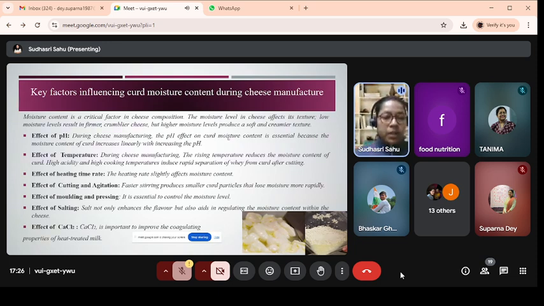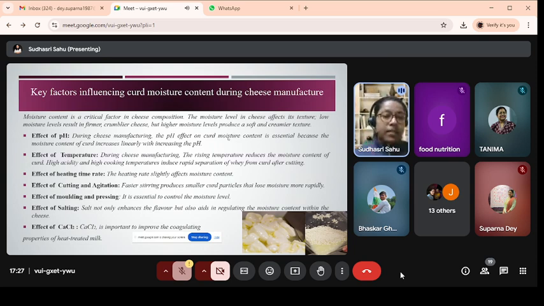And molding and pressing, high pressure and high molding remove more moisture content, that would be the hard cheese, and it would not be soft, and it would not be good for the flavor and texture also.